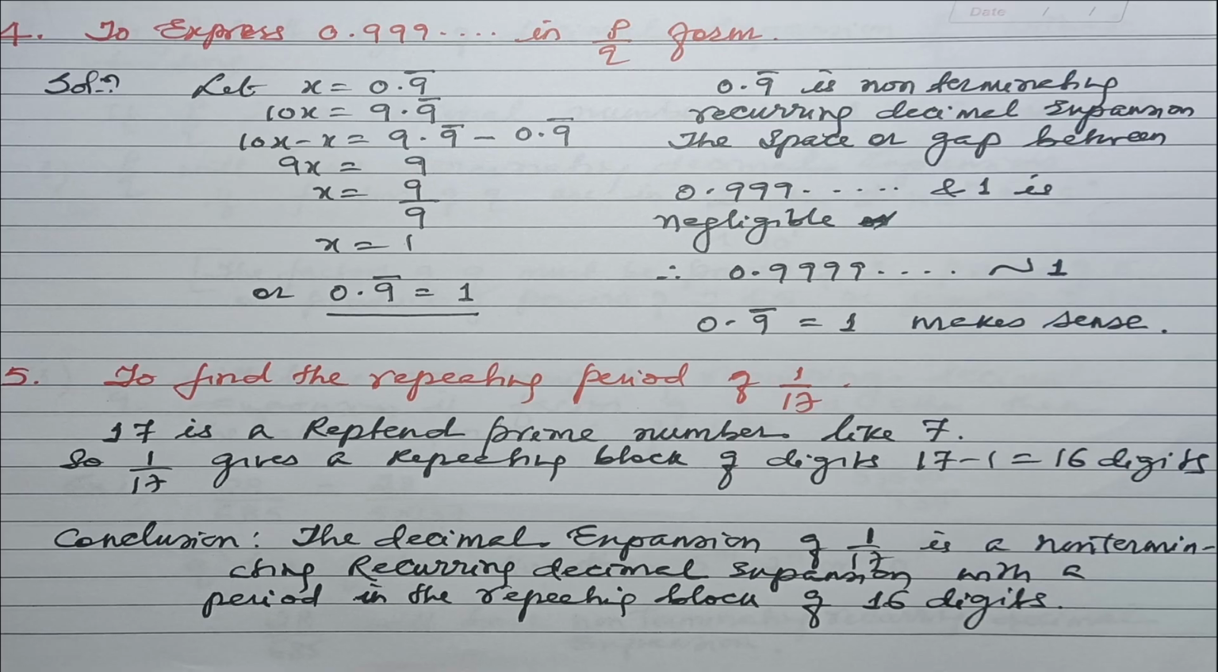Now to find the repeating period of 1 by 17. We have already learnt about 1 by 7. We have learned that 7 is a reptend prime number and gives us a decimal expansion which is non-terminating recurring with a repeating block of 6 digits, and so 17 is also a reptend prime number, therefore it gives us a non-terminating recurring decimal expansion with a repeating block of 16 digits. So that is what you have to remember. Therefore the decimal expansion of 1 by 17 is a non-terminating recurring decimal expansion with a period, a repeating block, of 16 digits.